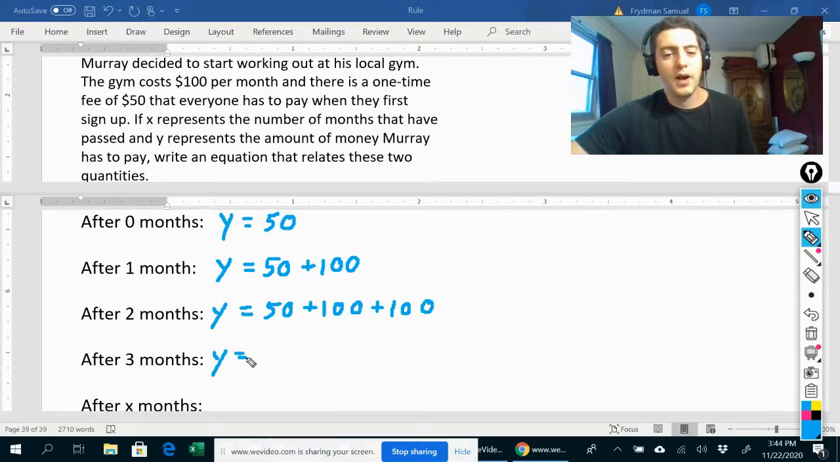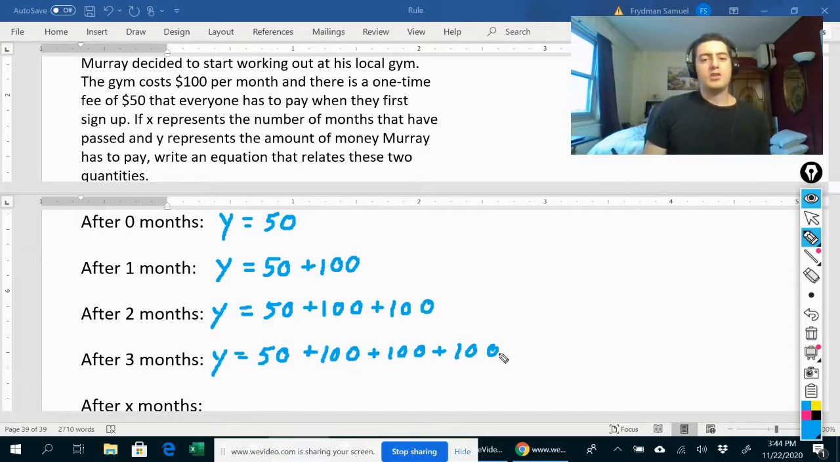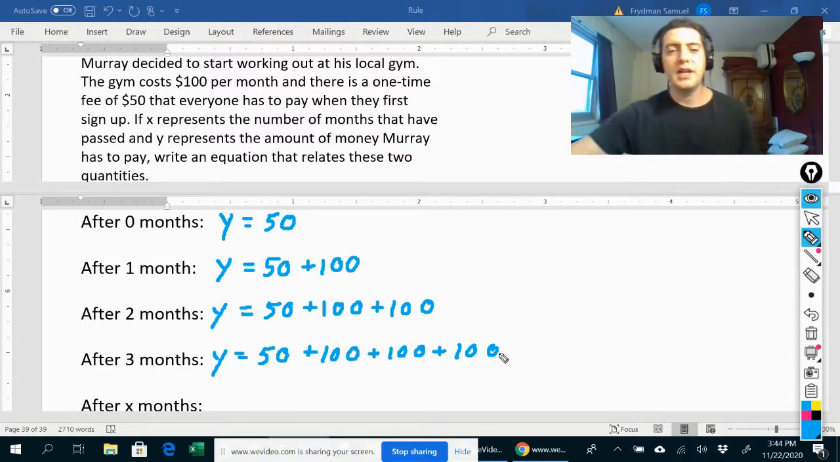After 3 months go by, Y would be equal to 50 plus 100 plus another 100 plus another 100. Okay? And so you can start seeing the pattern here, but now let's just go ahead and rewrite all of this in a simpler way.